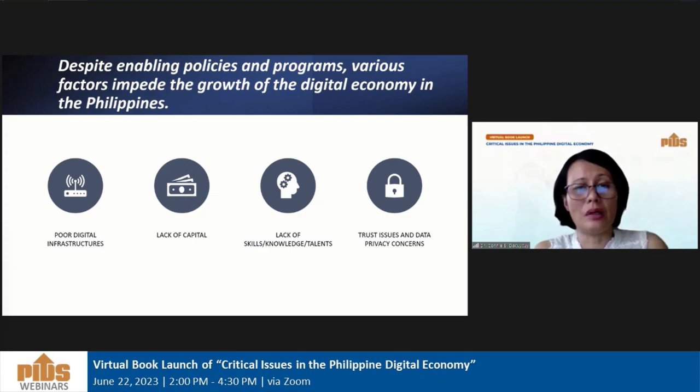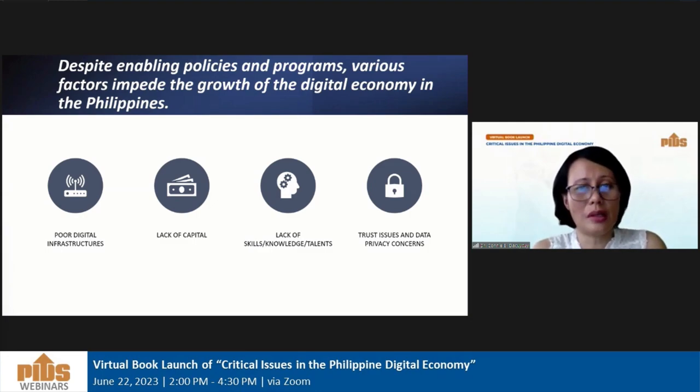The second is the lack of capital. So with respect to fintech, one of the chapters identified limited capital available for startups, and another chapter had discussed that smart cities development requires high development and operational costs, but there is limited technical and funding support at the local government.